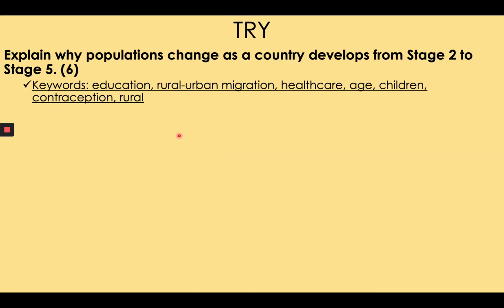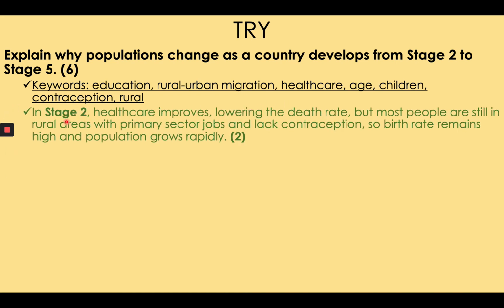Here we go. Let's see how we've done. Explain why populations change as a country develops from stage 2 to stage 5. Could have said of the demographic transition model. 6-mark question. Classic question in the exam. Using all of these keywords. To get 6 marks, you had to do something like this. You had to follow the stages through and explain what happens as the population of a country passes through each stage of the demographic transition model, DTM.